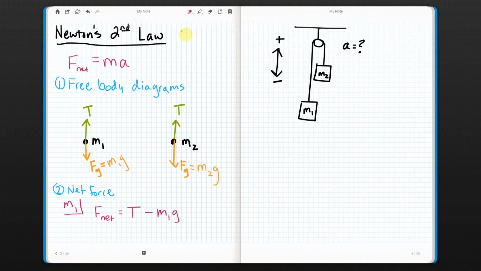I can also do this for M2. Let's use this funny bluey color here. Okay, so for the second object, I've got T pointing up again, and down I have M2G.